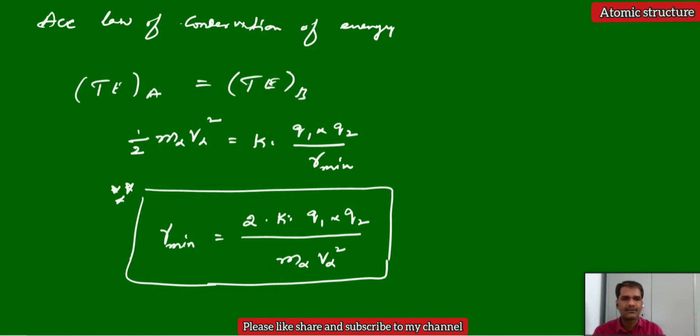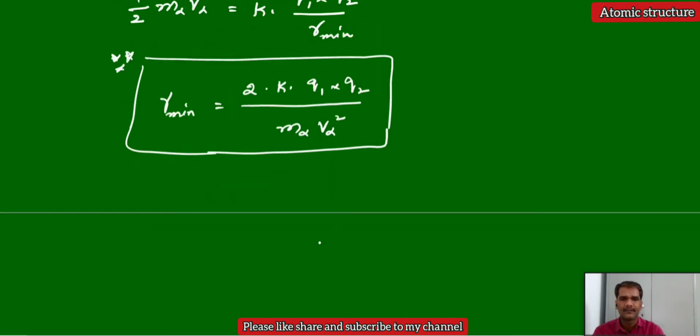Here what is the 2? 2 is a constant value. K is also a constant. We know that it is 1 by 4 pi epsilon naught, that value is 9 into 10 power 9. Q1 is the charge of the alpha particle. Q2 is the charge of the atom, here in the Rutherford experiment, this is gold. Gold means atomic number 79, we have 79 protons in the nucleus. And m alpha means mass of alpha particle and v alpha means velocity of alpha particle. Yes, you can write all these terms here.